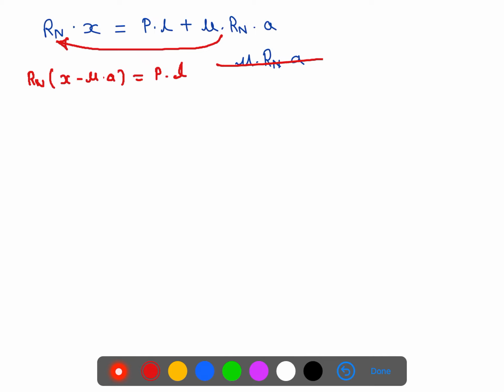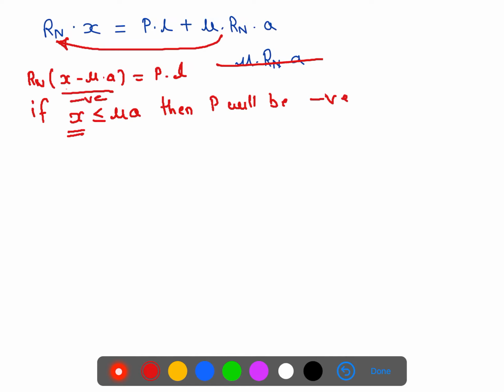if I say, if x is less than equals to mu A, then P will be negative, right? So if value of x is less than mu A, so as mu is a negative term, and if it is less than this, the entire term comes to be negative, and because of this Rn will be negative, and that's why we can say P will be negative.